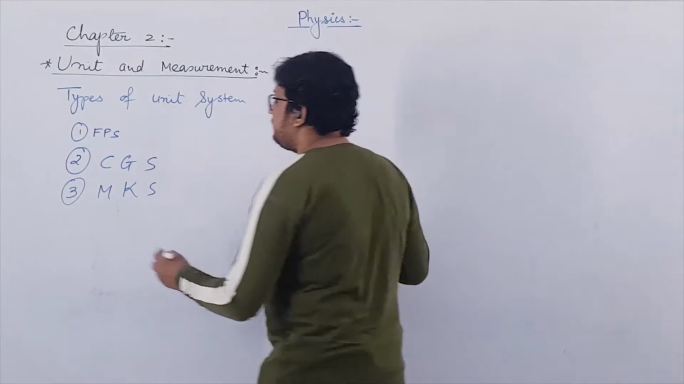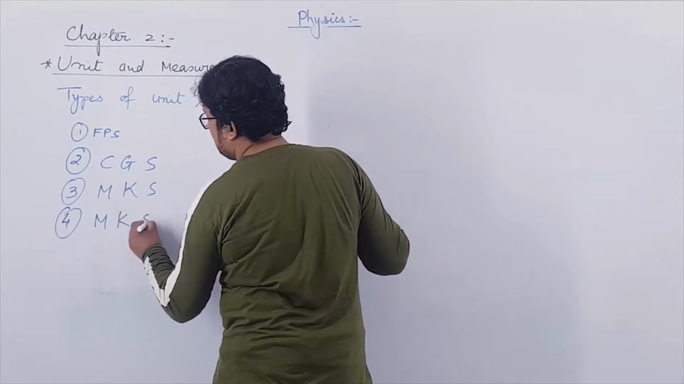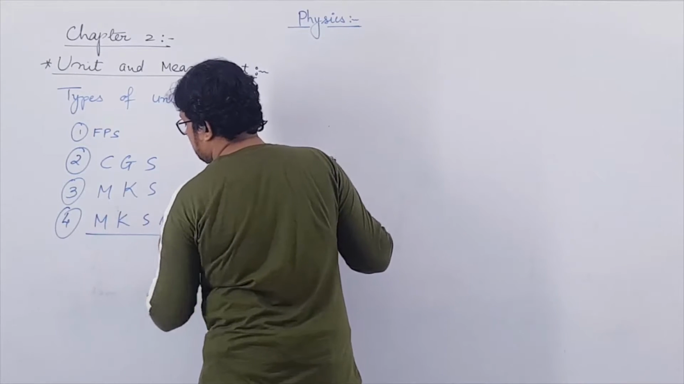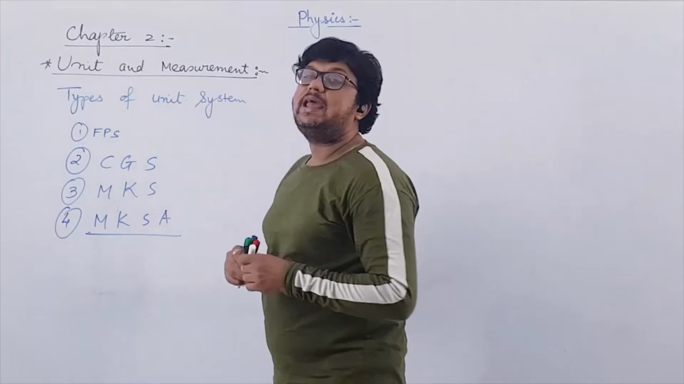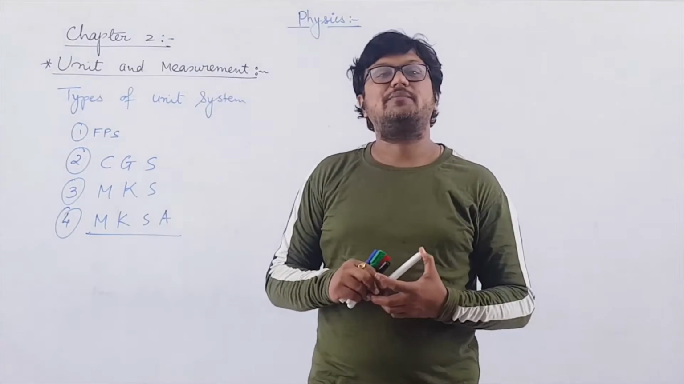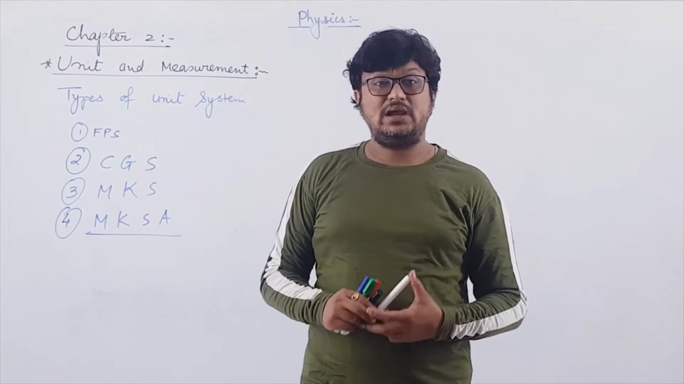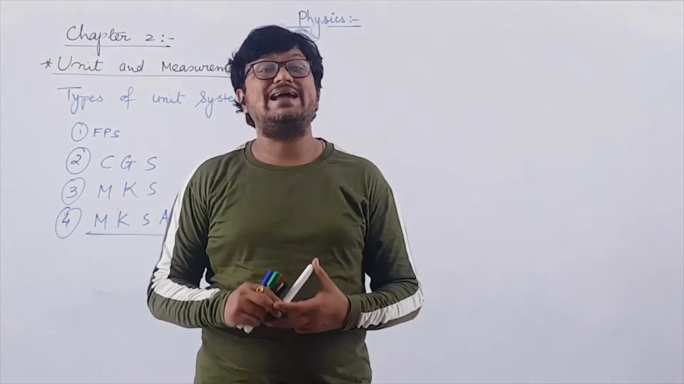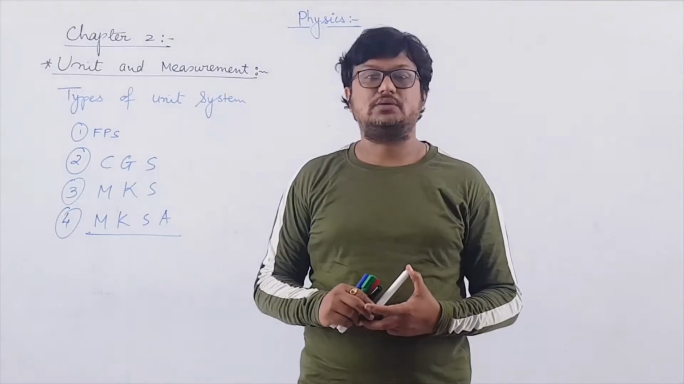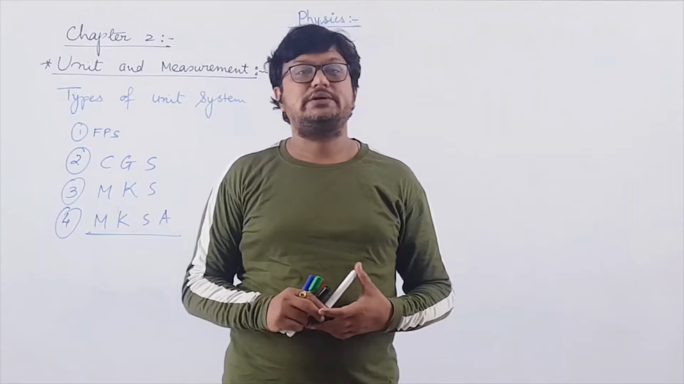The fourth system which was introduced was MKSA. Again, M is for measurement of length, which is meter, K is for measurement of mass, which is kilogram, S is measurement of time, that is second, and A is here measurement of electric current, which is ampere. These were the 4 unit systems which we have discussed.